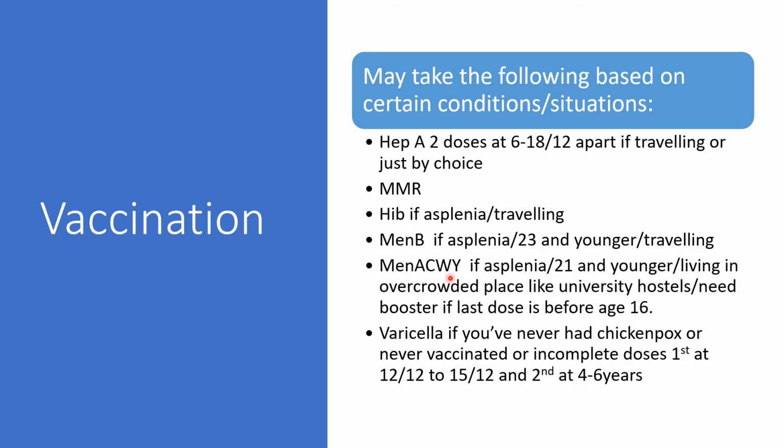Men ACWY if you are asplenic, you are 21 and younger and living in an overcrowded place like university hostels, or you need a booster if the last dose is before age 16. Varicella you may take if you've never had chickenpox or never vaccinated, or you were vaccinated but you didn't complete the doses. Now, the first dose is at 12 to 15 months and the second at 4 to 6 years.